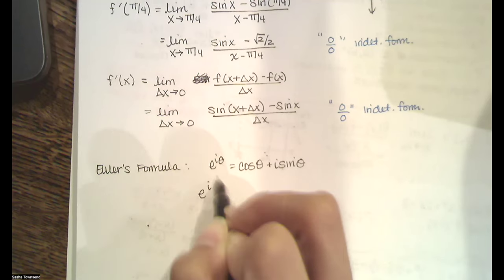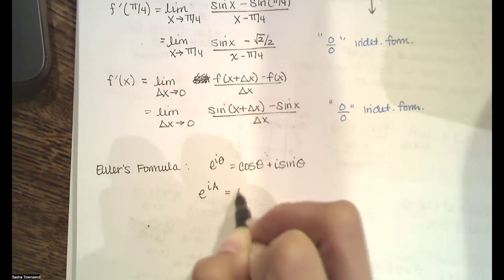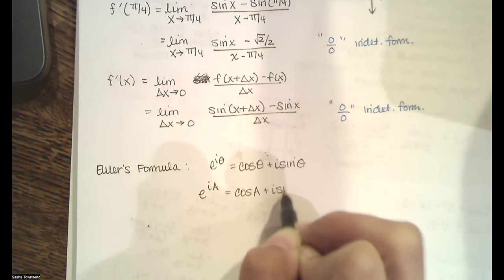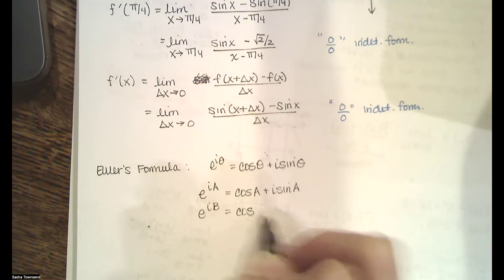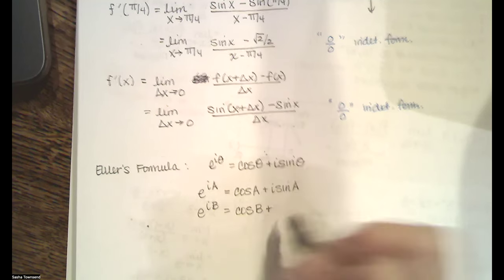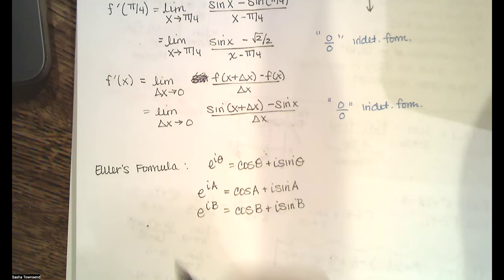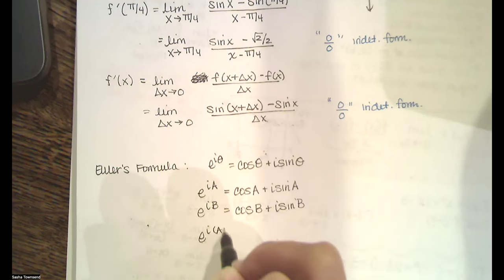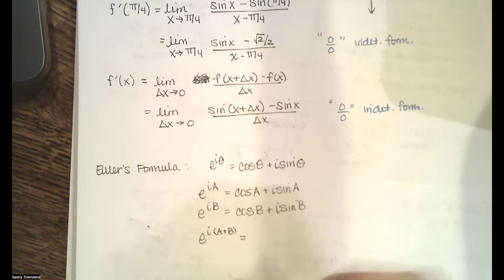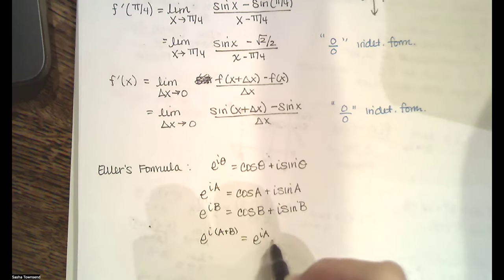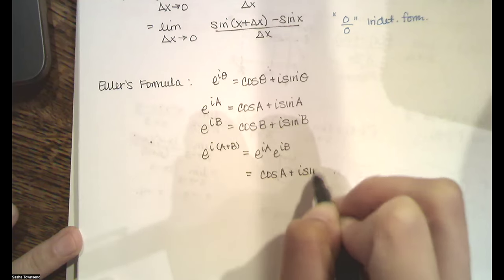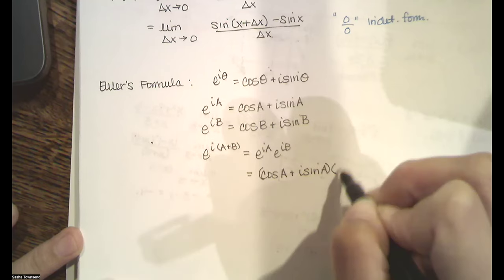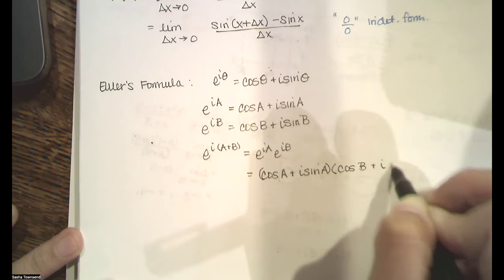Now, if I replace theta with a, I have e to the i times a is cosine of a plus i times sine of a. And if I replace theta with b, I have e to the i times b is cosine of b plus i sine of b. Now, e to the i times a plus b is the same as e to the ia times e to the ib. So that's going to be cosine of a plus i sine of a times cosine of b plus i sine of b.